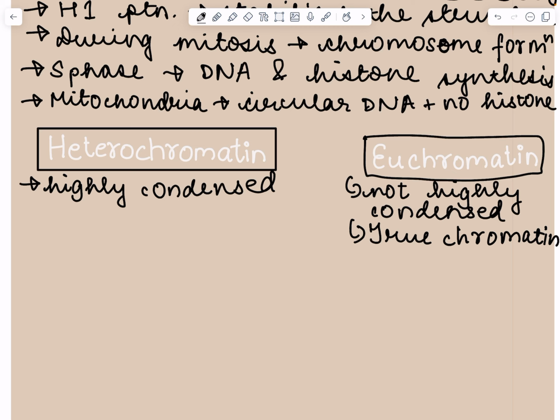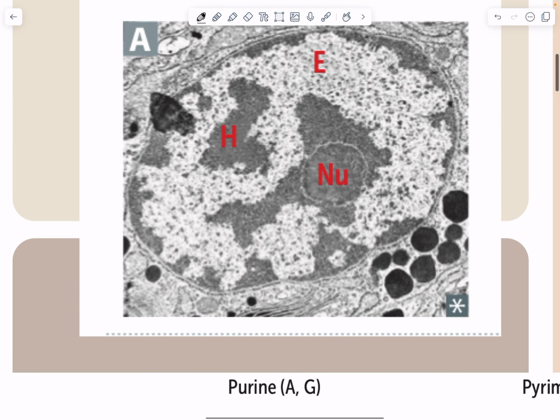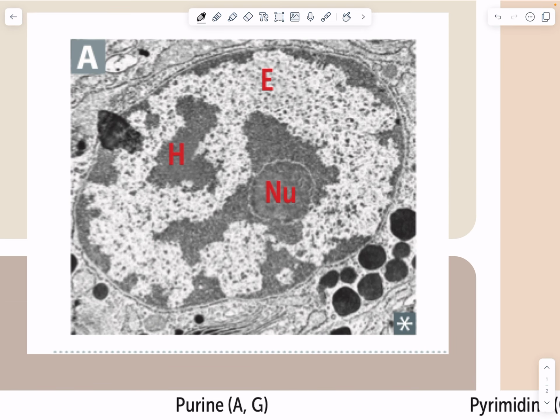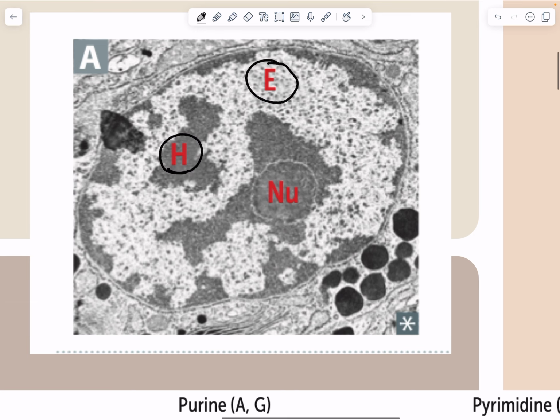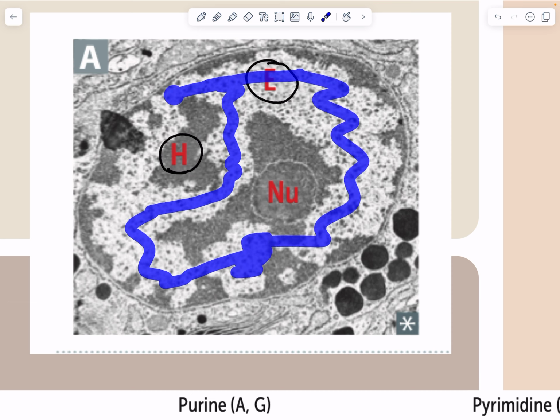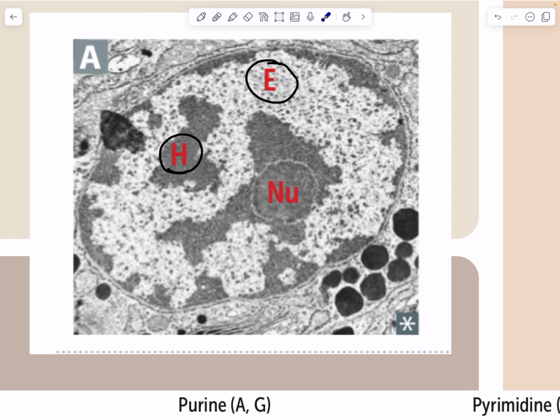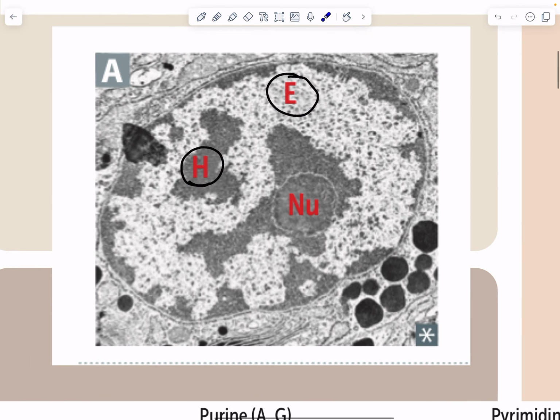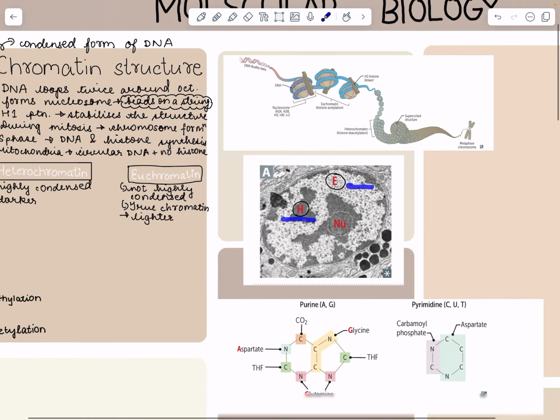Now, if we look at its structure, heterochromatin will appear darker in color, and euchromatin will appear lighter in color. Let's see the diagram. This entire structure is our nucleus, this dark area is heterochromatin, and this lighter area is euchromatin. This is the highly condensed area, which is why it is dark, and this is loosely arranged. This euchromatin is loosely arranged in the entire nucleus. So it is true chromatin, as opposed to highly condensed chromatin.